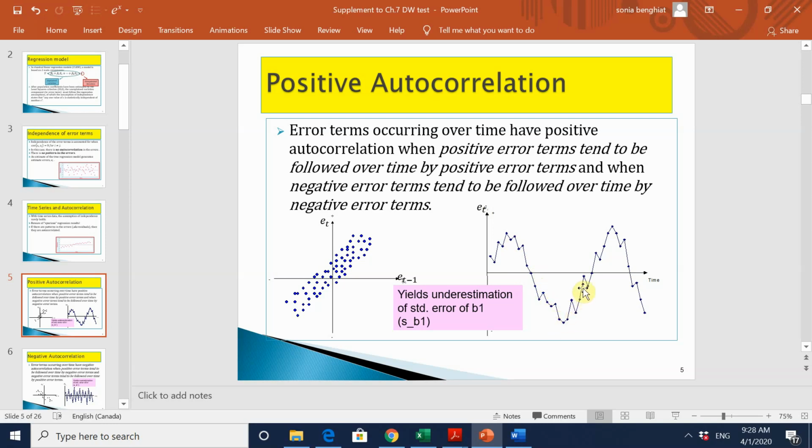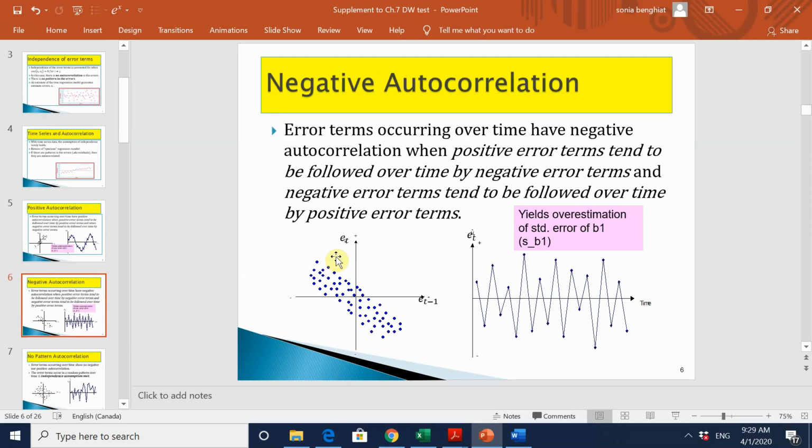And so as a result, when we do a scatter plot of two consecutive error terms, so E of t minus 1 plotted against E of t, we see this type of pattern in positive autocorrelation. For negative autocorrelation, it's rather the opposite that is happening over here.